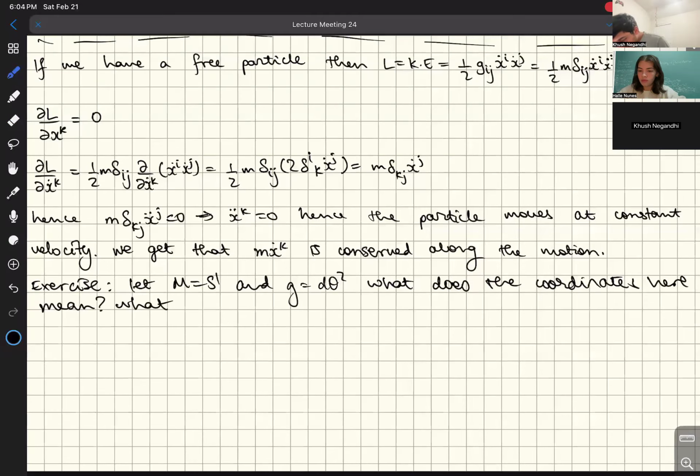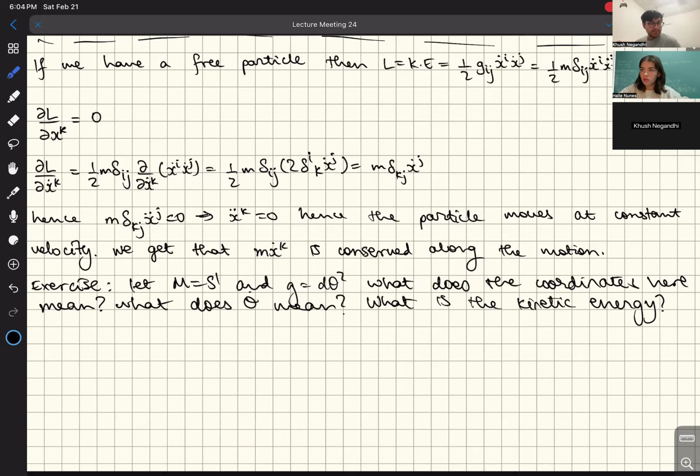What does theta dot mean? What is the kinetic energy? What does it mean, etc. And yeah, find the equations of motion.